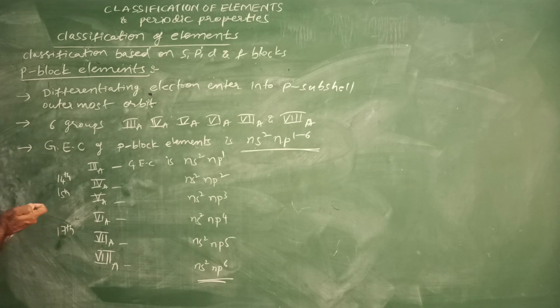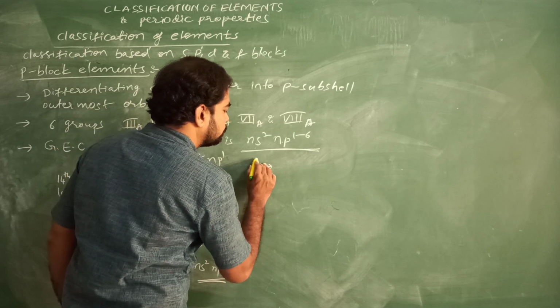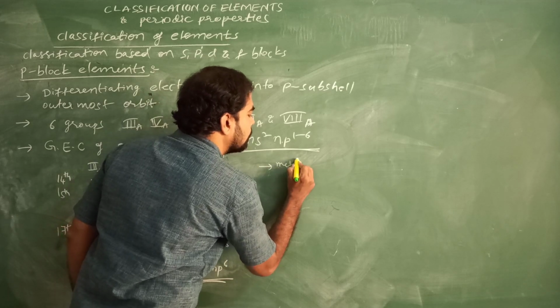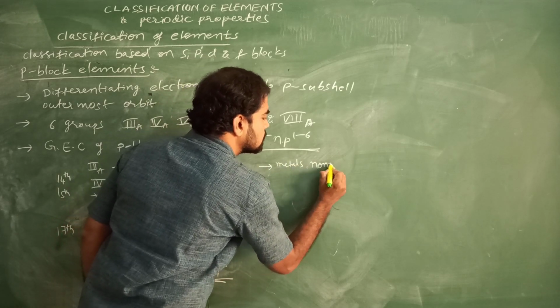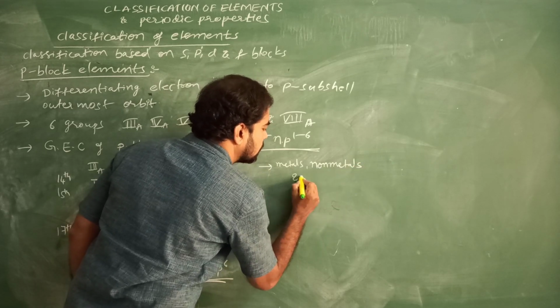And the P block elements are metals, non-metals. In P block elements, metals, non-metals and metalloids are present.